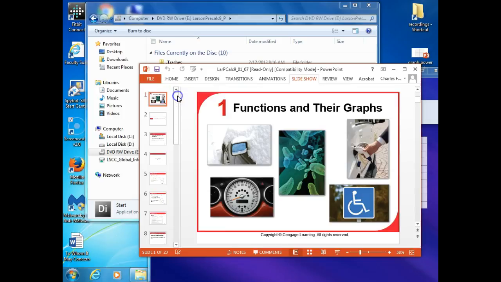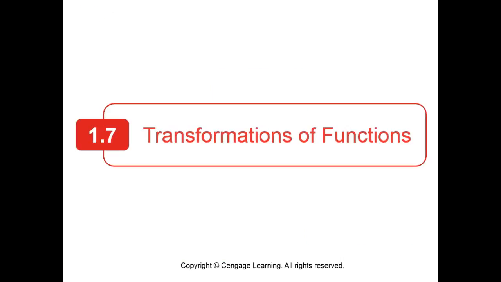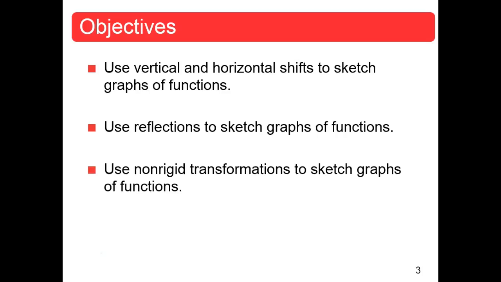Okay, let's go back to the math here. Continuing functions and their graphs. We're now going to talk about transformations of functions. If you remember, the last slide of the last section said rigid or non-rigid transformations. That's what we're going to talk about. We'll use vertical and horizontal shifts to sketch the graphs of functions. I've already given you a hint on one vertical shift we had.